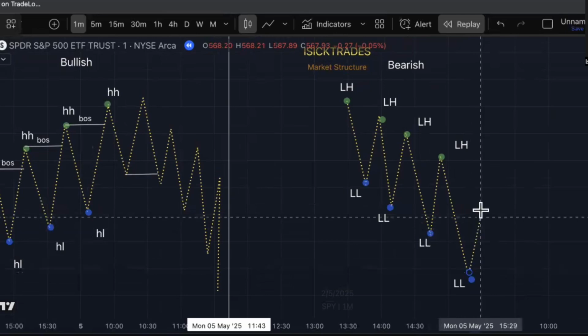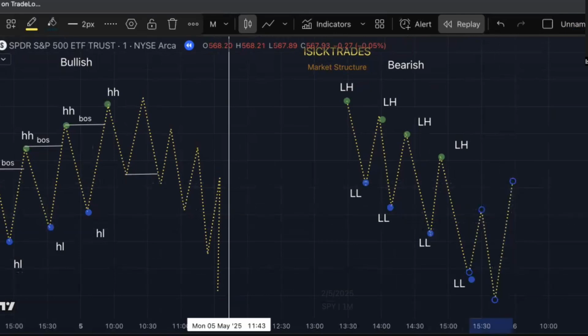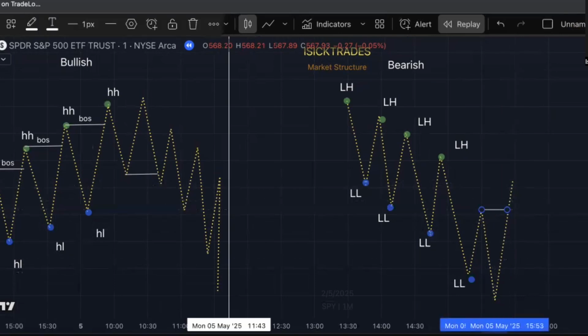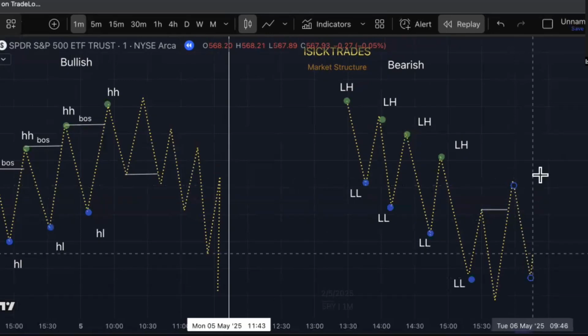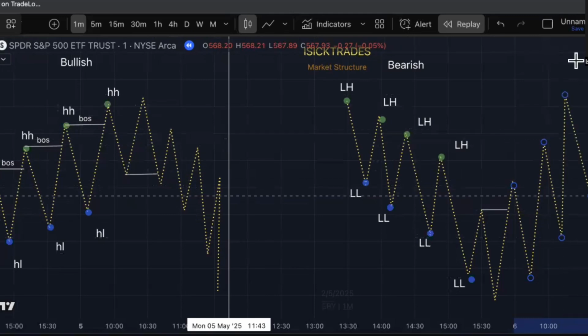And the same thing with a bearish market. In a bearish market, if one of the protected points is not protected, that would then be called our market shift. And whenever we have a market shift, we can expect to now create higher lows and higher highs. Higher low, higher high, higher low, higher high, and so on.